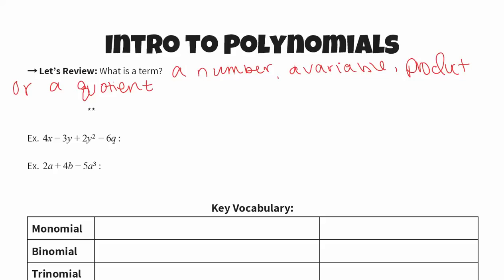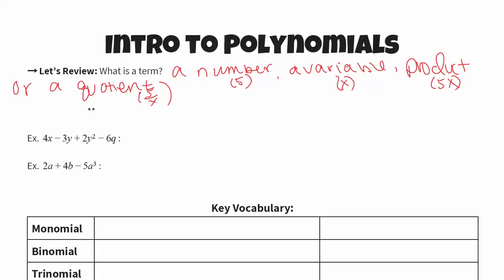A term can be a number, which is like the number 5. A term can be just a variable, we'll say x. A term can be a product of a number and a variable, so if I were to make that 5x. And a quotient can also be a term, which would just be like 5 over x.